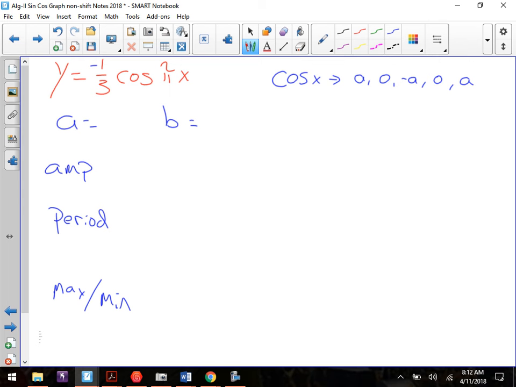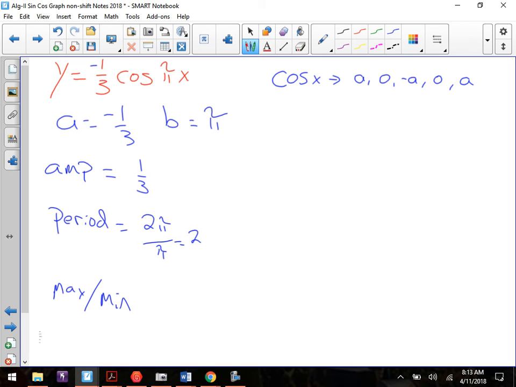Now in this case, what's my A value? Negative 1/3. So my A value is negative 1/3, which makes my amplitude what? 1/3. Good, you remember about the absolute value. What's my value of B? It's pi. My value of B is pi, which means my period will equal 2 pi over pi, which is 2. All right. Is it okay to have a period that's just a 2, not with a pi in it? Absolutely. Amplitude is always absolute value.